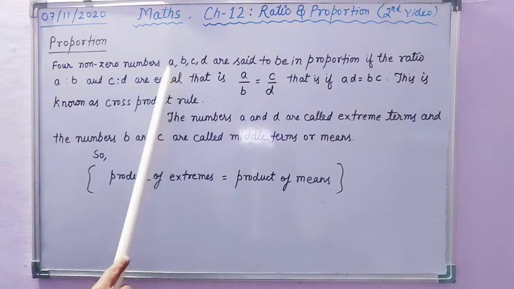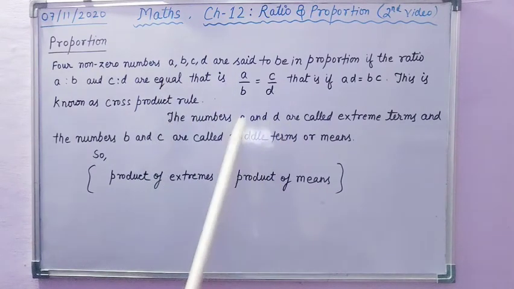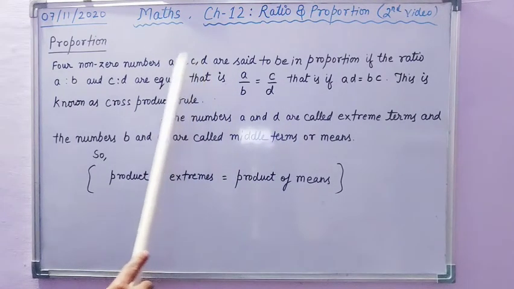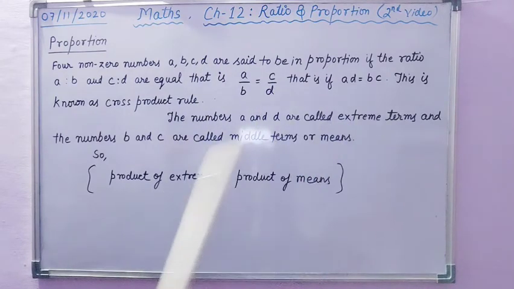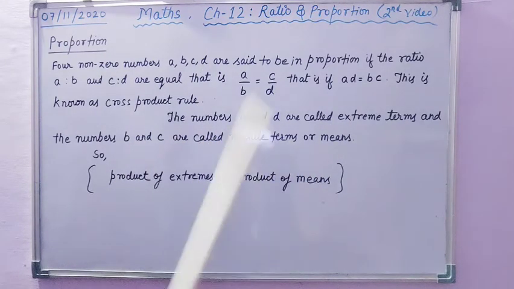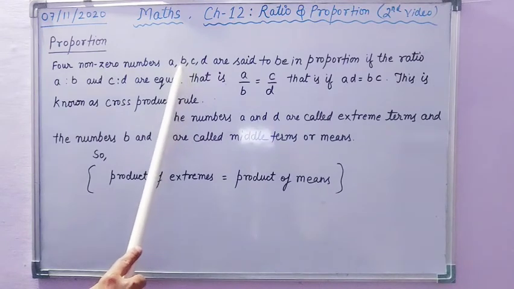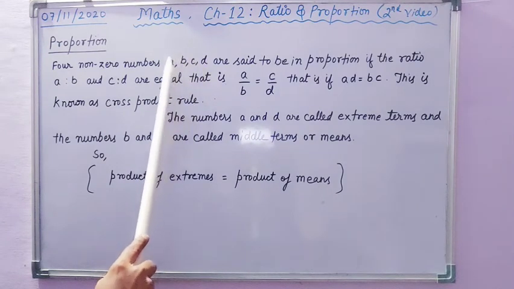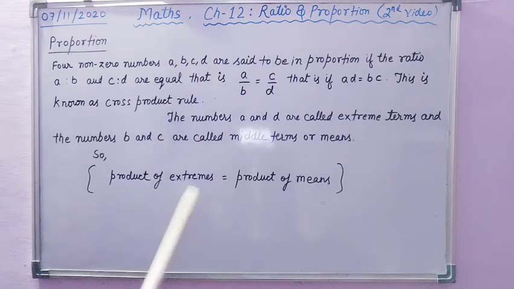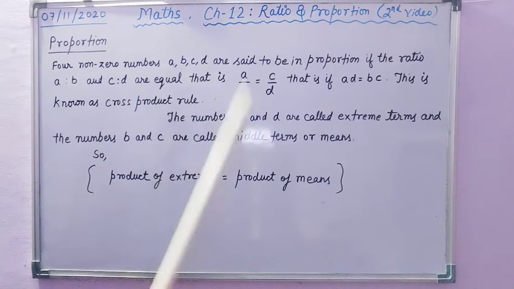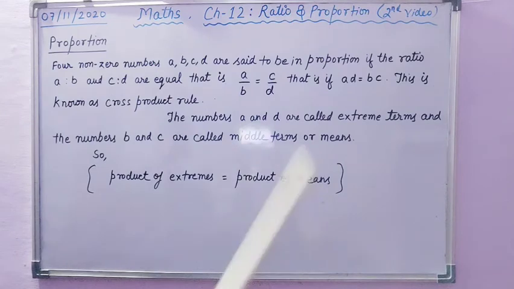Product A, B, C, D. A and D, the first and the fourth, are called extreme terms, and B and C are called the middle terms. Extremes, middle terms. So the product of extremes A and D is equal to the product of means B and C.